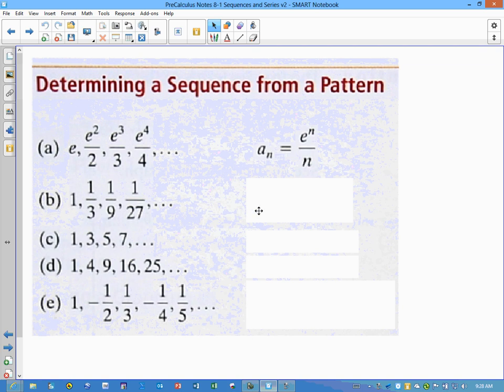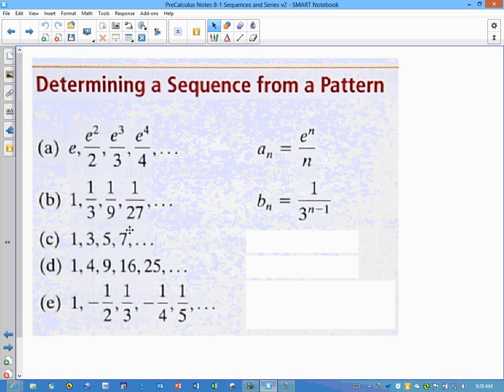So if we think of it that way, then hopefully you can figure out that our pattern is going to be 1 over 3 to the n minus 1. Because that way, if n is 1, then 1 minus 1 is 0, 3 to the 0 is 1, and then if n is 2, 2 minus 1 is 1, 3 to the first is 3, so we're getting the correct denominators.